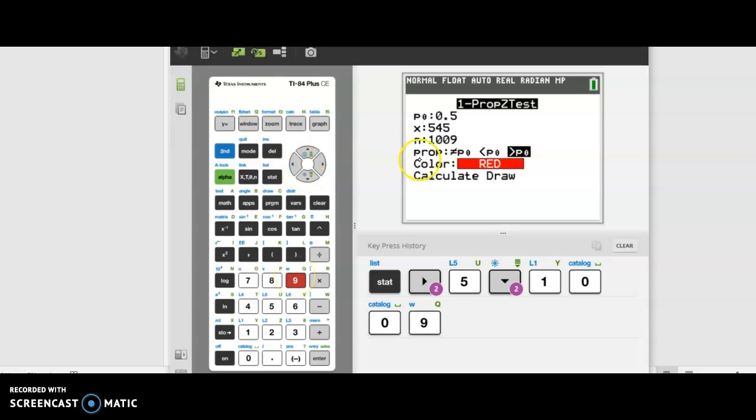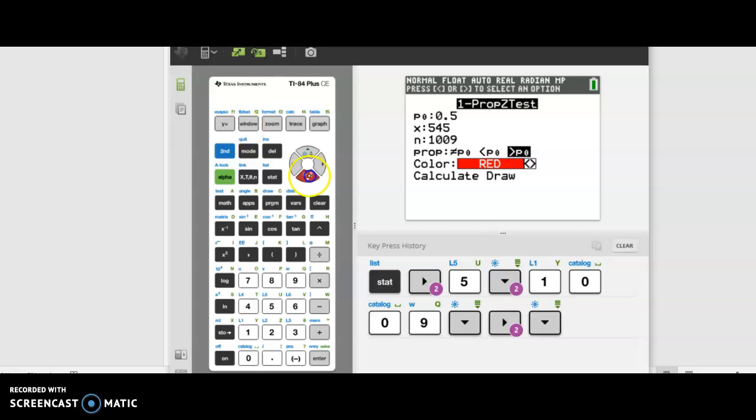And where it says prop here, and you have some options, not equal to, less than, or greater than, you want to choose the one that is the same as what you see in your alternative hypothesis. So we see a greater than sign in our alternative hypothesis. So we're going to go ahead and calculate. Make sure that you have a greater than sign. And we can calculate or draw. Actually, let's go ahead and draw.